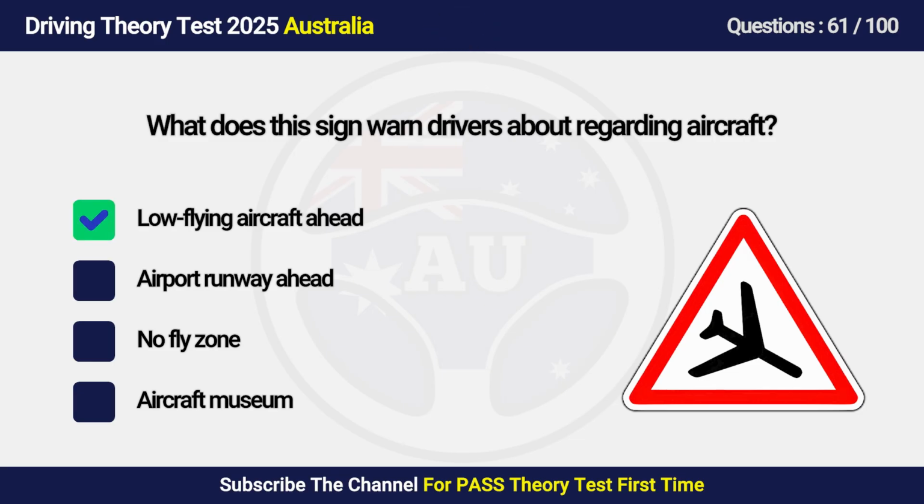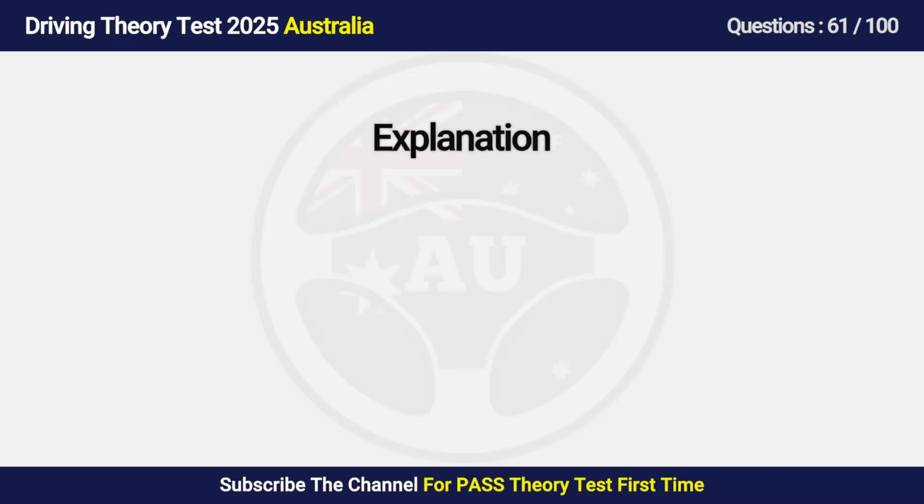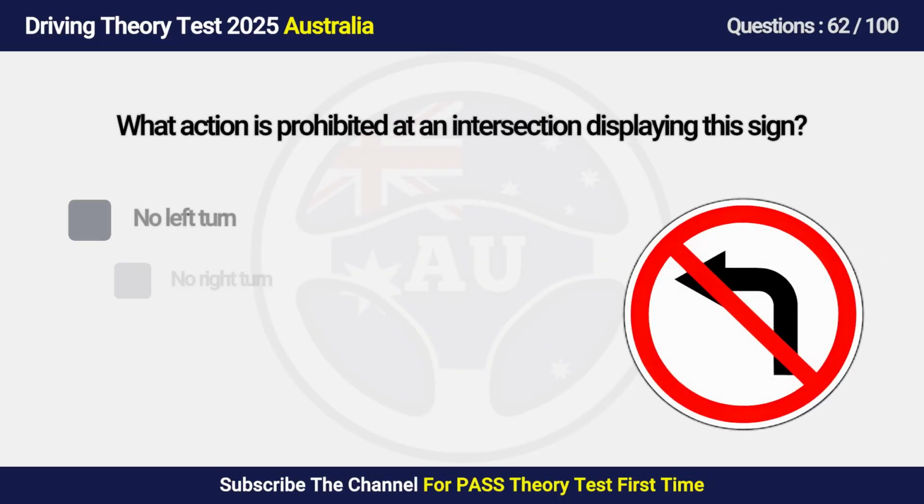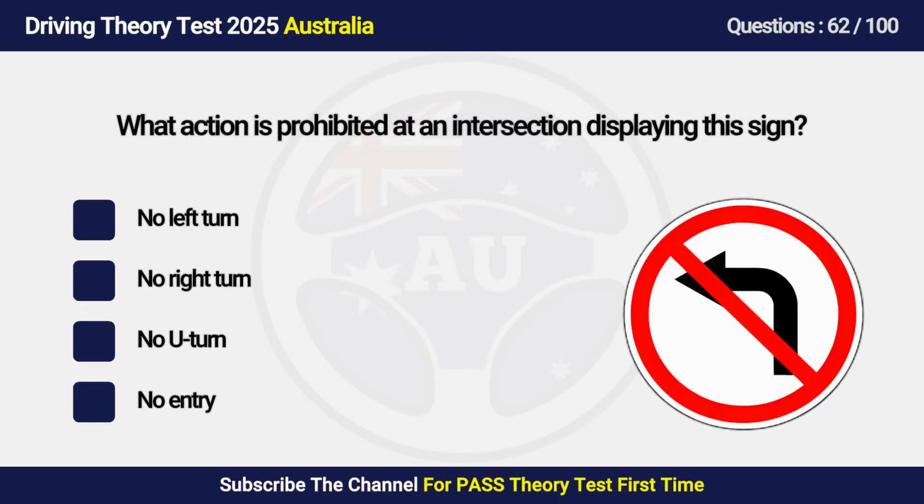Answer is A, low-flying aircraft ahead. This warning sign indicates low-flying aircraft ahead. This sign is typically found near airports or airfields where aircraft may fly at low altitudes, potentially causing noise or distraction.